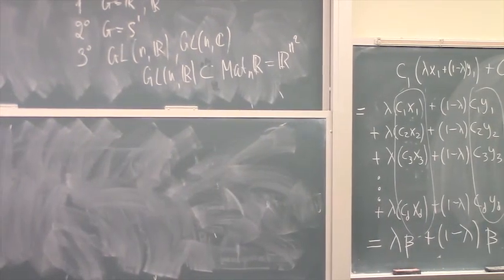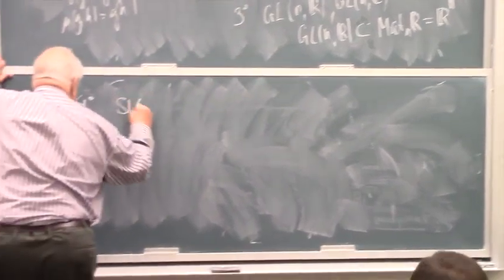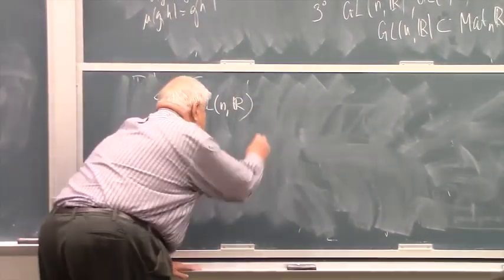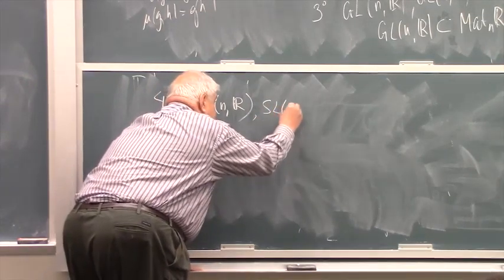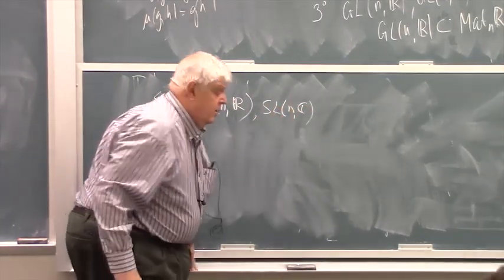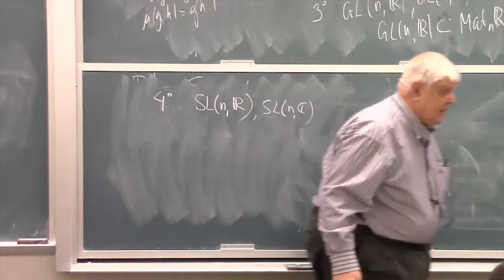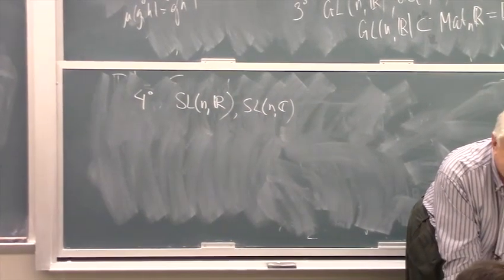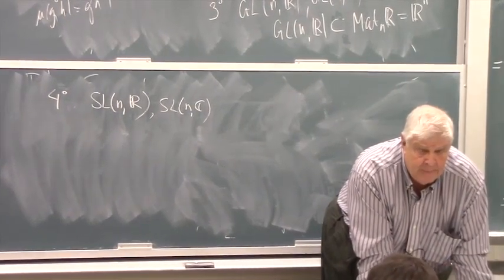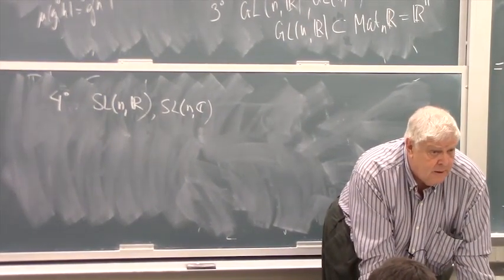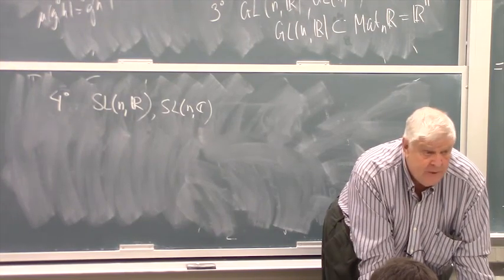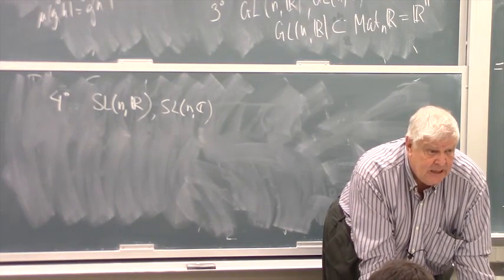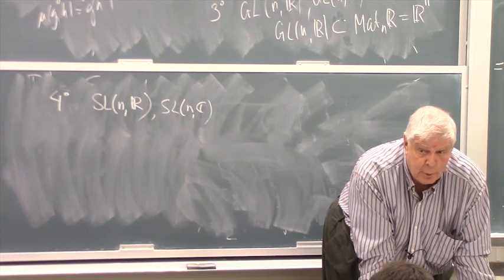Then SL(n,R) or SL(n,C). Same as before, but now we consider matrices whose determinant is 1. The multiplication is the same, but I say that it is also a manifold. Say SL(n,R) has a natural manifold structure. Why?